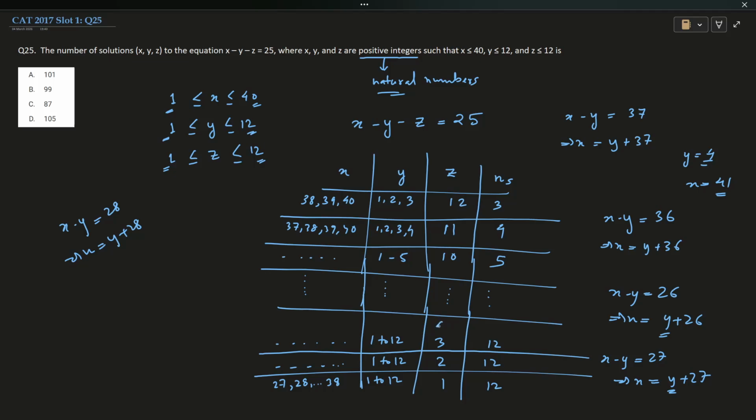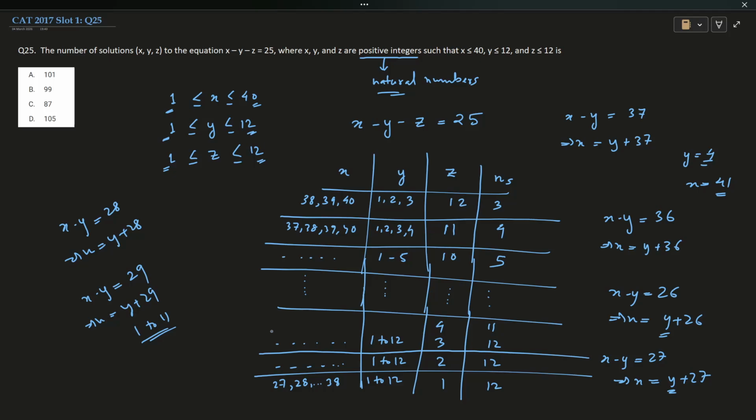When z is 4, I will have x minus y equal to 29. So x equal to y plus 29. That means y can be from 1 to 11 this time. It cannot be 12. If y is 12, I will have 41, right? And 41 is not a permissible value of x. That means I will have 11 values here.